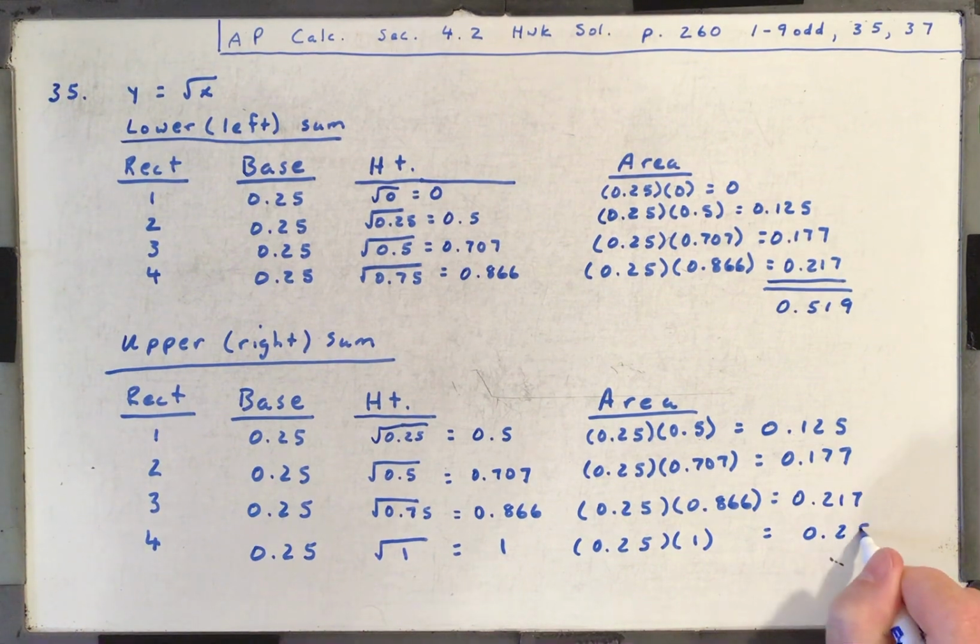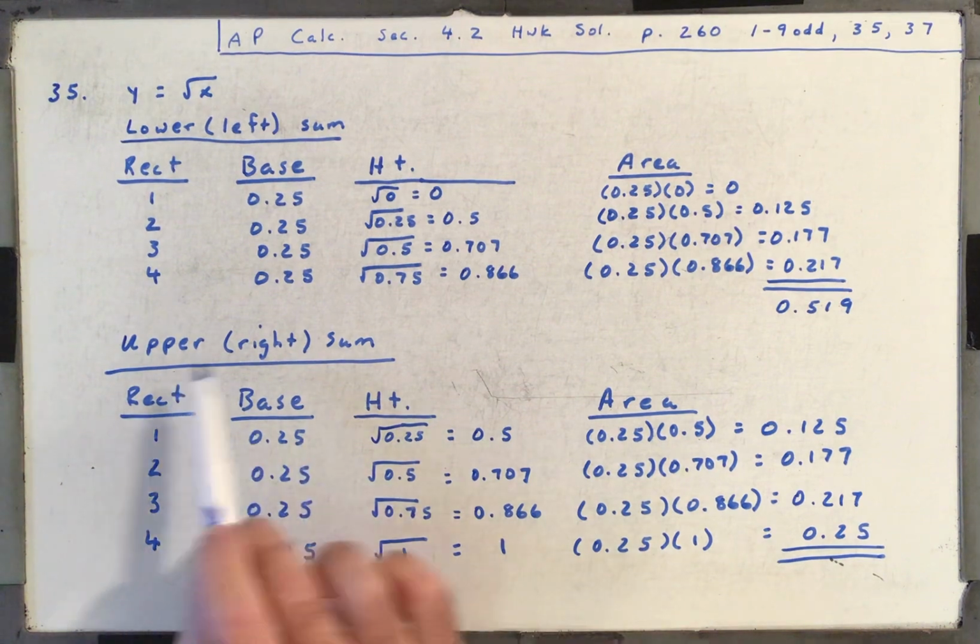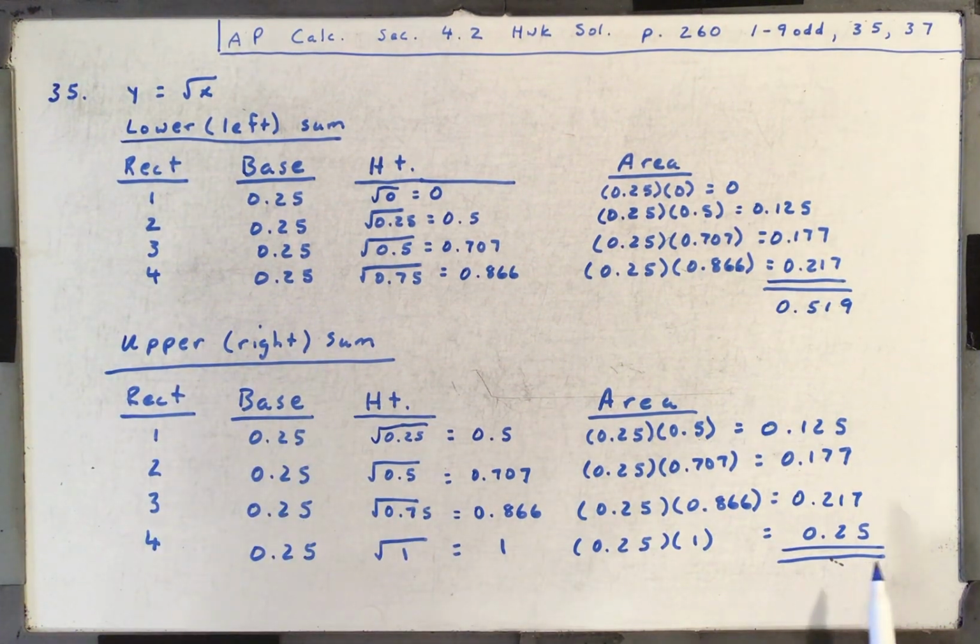That's 0.25. So we add those up to get our upper sum, our right-hand sum, which is just the estimate of the area using this method. And it's going to be bigger. It's 0.768.